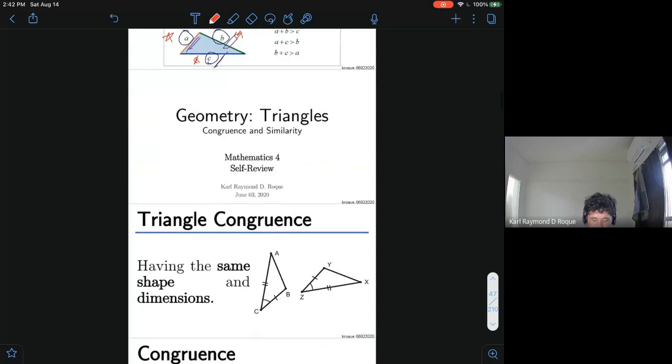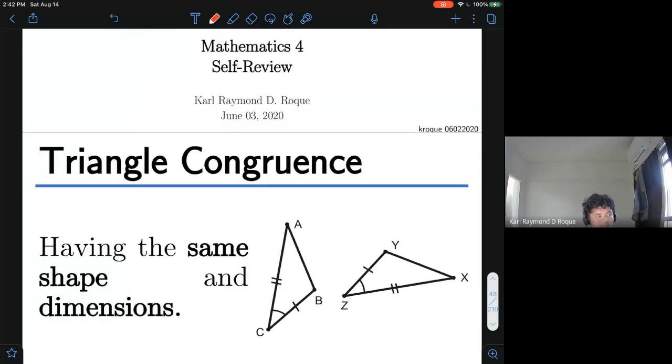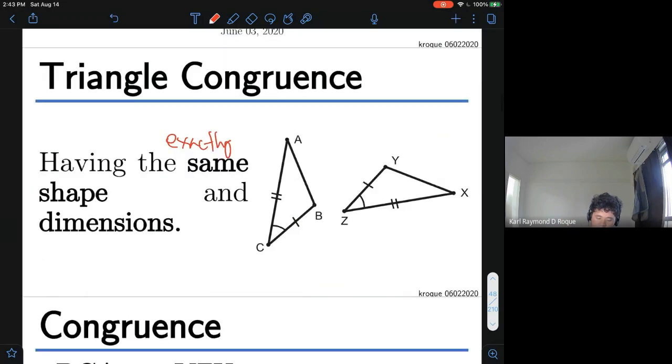Next, congruent and similarity. Ano may sabihin na congruent? Having the same shape exactly, same shape and dimensions. Meron kang dalawang identical na bagay, dapat same ang dimension nila and shape kahit pag-ikot-ikutin mo sila. Yan ang definition ng congruence.